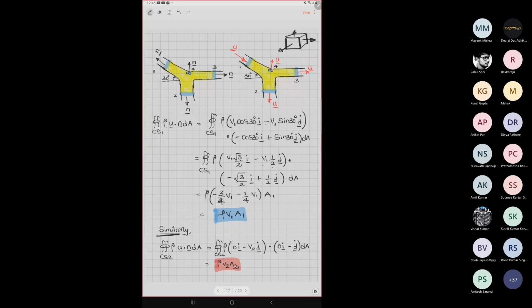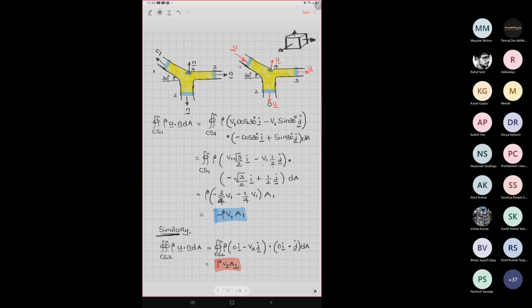Similarly, for the second surface, the integral of rho u dot n dA on surface 2 is this. What is the u component? U is going down, so 0 i minus V2 j. The normal direction is in the same direction here, 0 i minus j, dot dA. That means throughout the surface, rho times 0 i squared plus V2 j squared multiplied by dA. So rho V2 A2 is the flux coming out from surface 2.